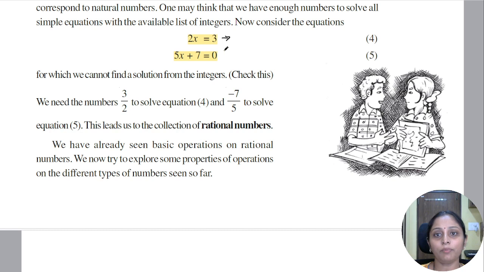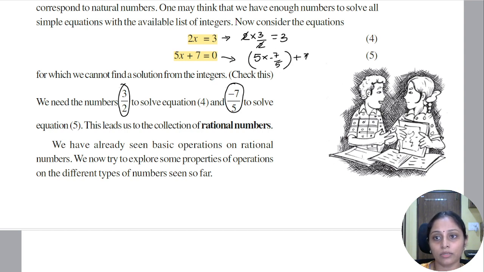Now if I put x = 3/2 in this equation, what is my LHS? 2 into 3/2. Now I can cancel this here and this is equal to RHS, which is 3. So the solution is 3/2. Now let's look at this equation. 5x + 7 = 0. I put x = -7/5 and try to see what the solution is going to look like. This is nothing but -7 + 7, which is equal to 0, which is my RHS. So again the solution is a number, -7/5.